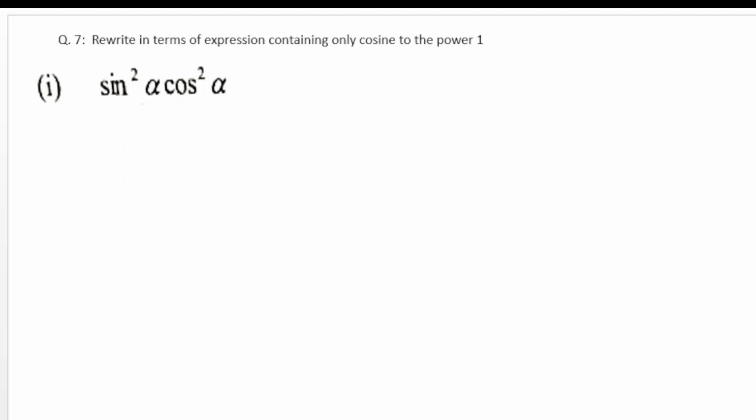So let me write some formulas. First, the half angle formula of sine. I already told you how this formula came. Let me write sin square alpha, that will be equal to (1 minus cos 2 alpha) by 2. And the next is cos square alpha, that must be equal to (1 plus cos 2 alpha) by 2. So you have to learn these formulas.